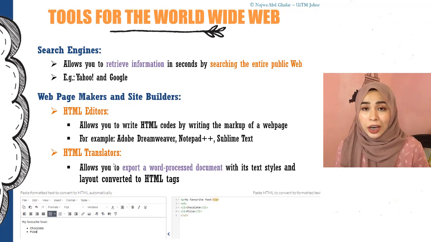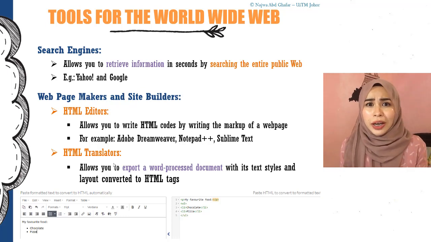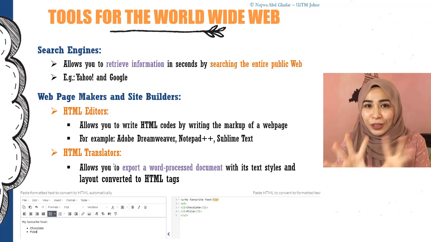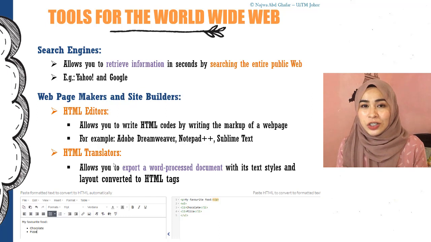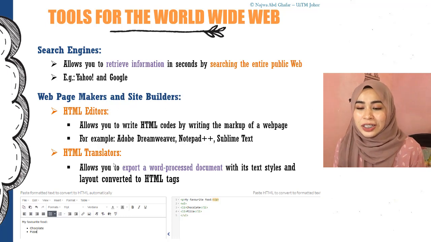Next thing we have is search engines. Search engines allow you to retrieve information in seconds by searching the entire public web. As we all know, within the World Wide Web, we have many web pages. So in order for us to search where we can find all those web pages, we can use search engines. You have things like Yahoo and Google, and you have MSN. So there are many search engines that you can use.